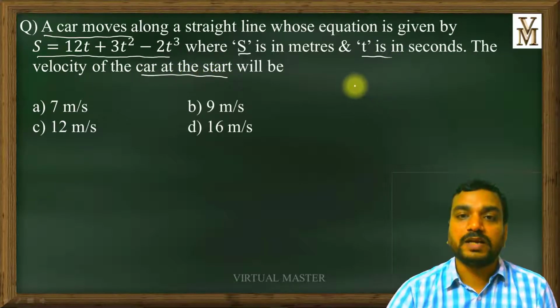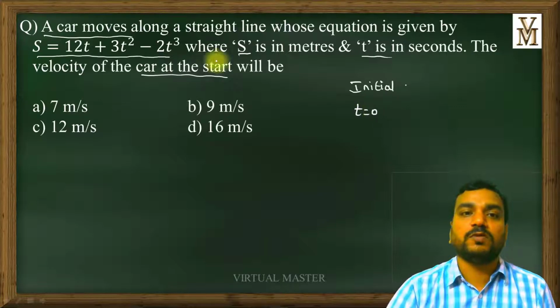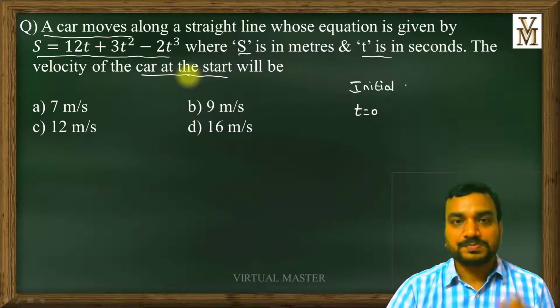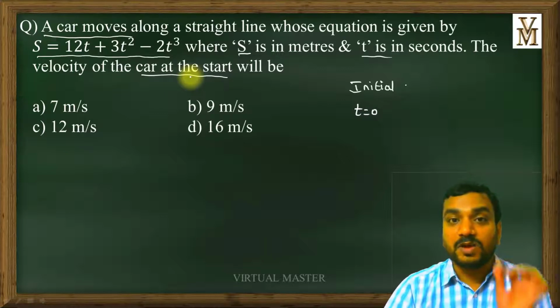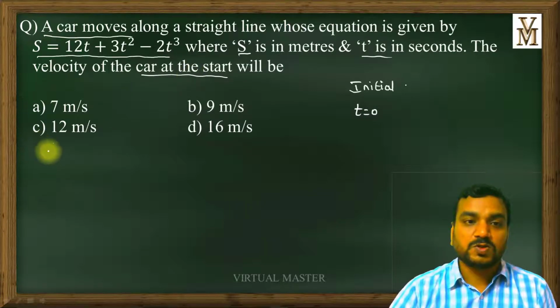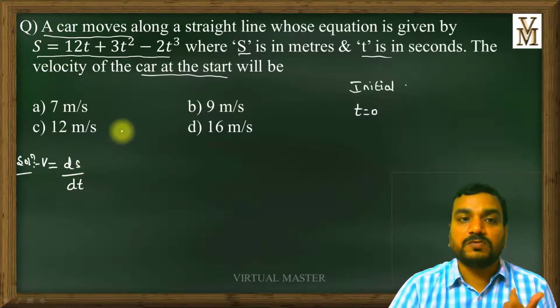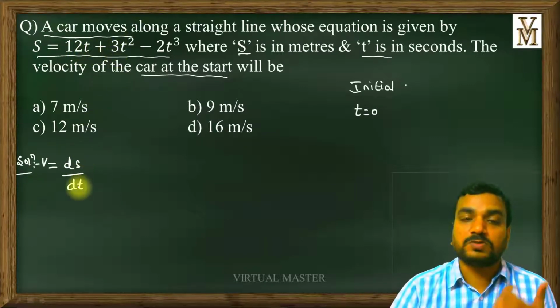That means we have to find initial velocity. Okay, at the start means initial velocity, and at the start t will be equals to 0, that is time will be equals to 0. That means at time t equals to 0 we have to find the velocity of the car. Okay, that means we have to find the velocity of the car at a particular instant. That means we have to find instantaneous velocity. So we know the formula for instantaneous velocity, v equals to ds by dt, isn't it? ds by dt, that is we have to differentiate this equation s with respect to t.